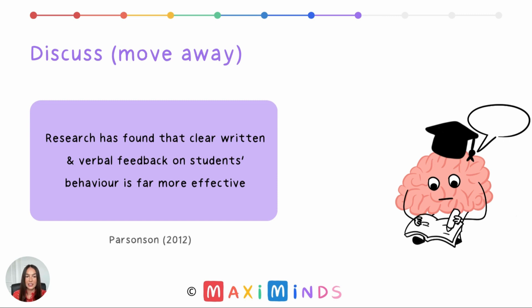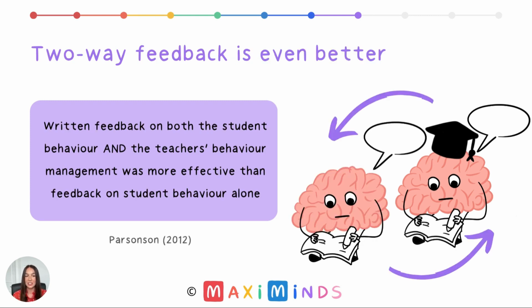So what it does look like, the research has found that clear written and verbal feedback on students' behaviour is far more effective. So moving them away from the classroom experience and saying, hey, can we catch up and have 5 minutes to just check in? I just want to understand what's going on. Using some of those skills that we've looked at previously, which is the active listening, asking them those open questions to find out honestly what's happening, and then still giving them feedback based on observed behaviour that you've seen in class. Better still than that, according to research, is that two-way feedback.